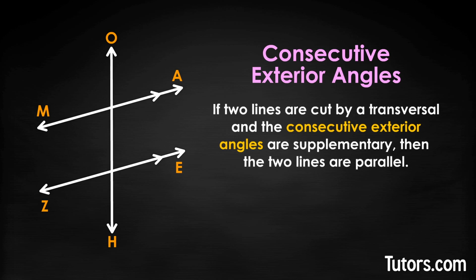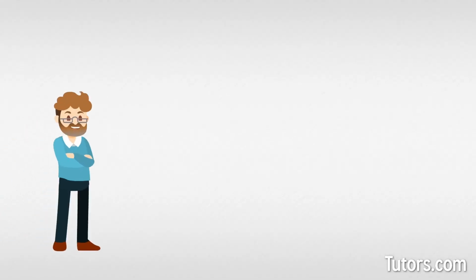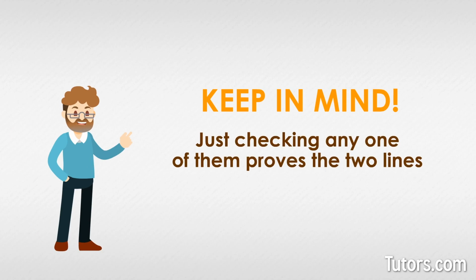Consecutive exterior angles have to be on the same side of the transversal and on the outside of the parallel lines. So, in our drawing, only these consecutive exterior angles are supplementary. Keep in mind, just checking any one of them proves the 2 lines are parallel.